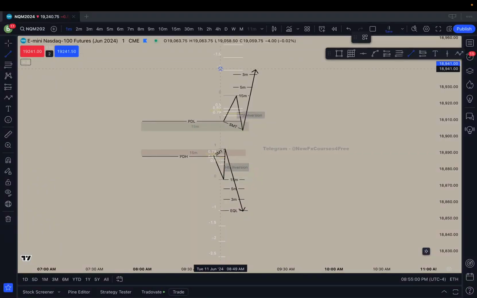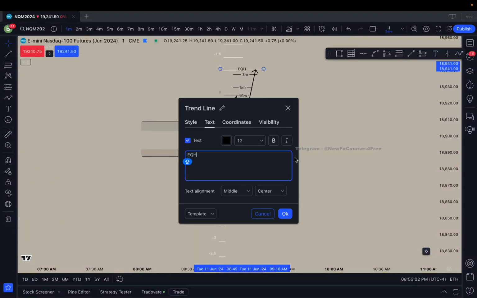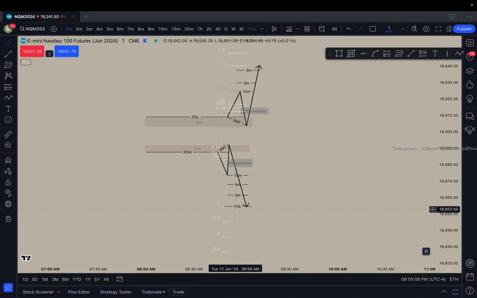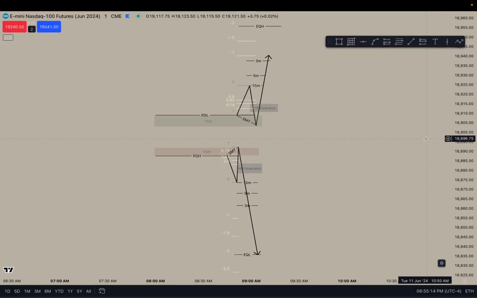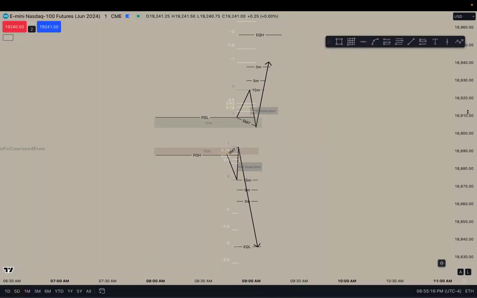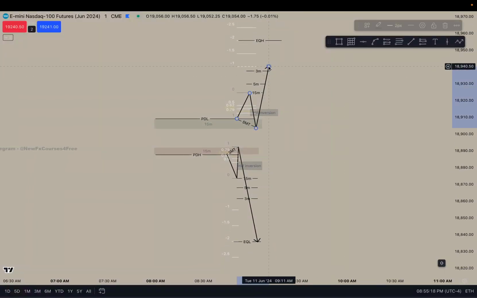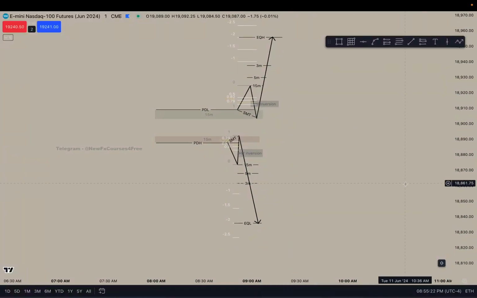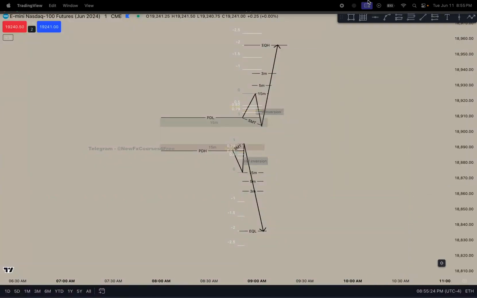I'm trying to think what else would make this A+. Let's just put this at -2. Alright, so this is like an A+ example, right? I don't think I'm missing anything. There we go. Okay.